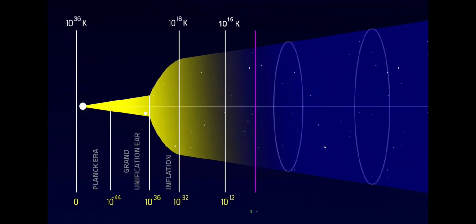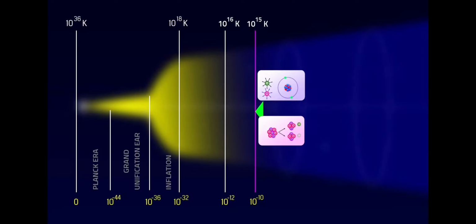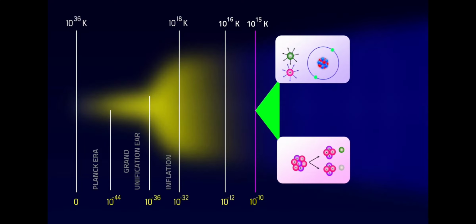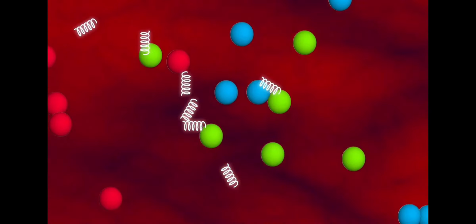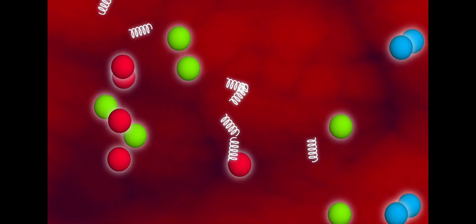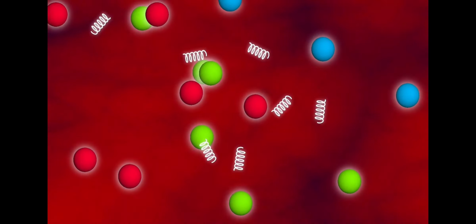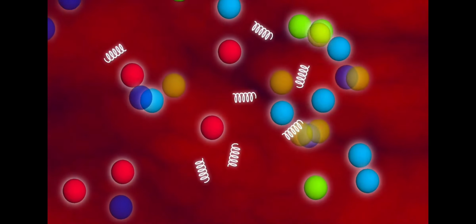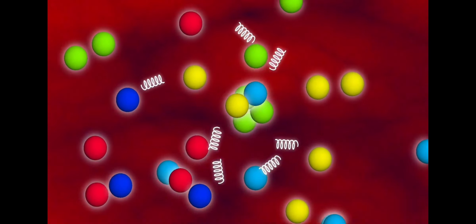But at the time of 10 to the power of minus 10 seconds, the temperature dropped below 10 to the power of 15 Kelvin, causing the electromagnetic and weak forces to separate. This separation of the weak force leads to massless particle gaining mass. The initial matter particles formed. At this stage, other elementary particles, such as electrons, have already begun to form. The particle era has started.